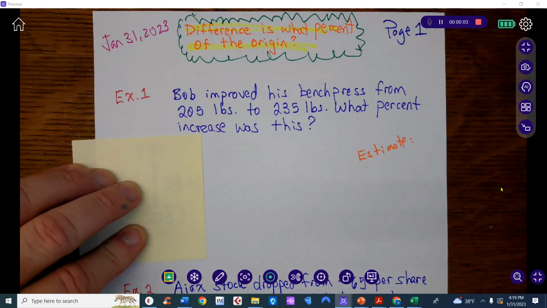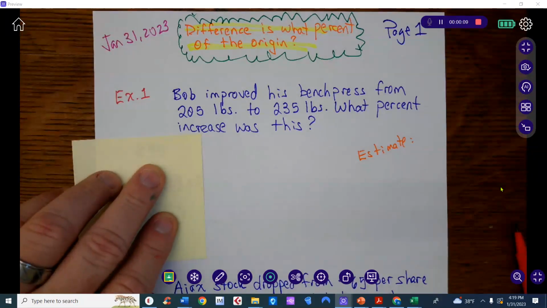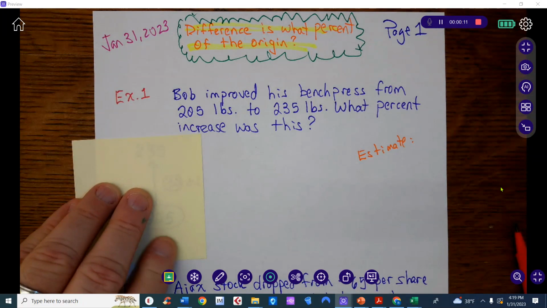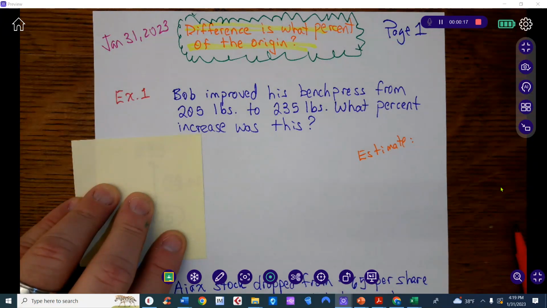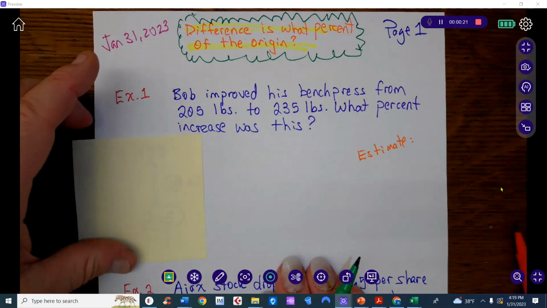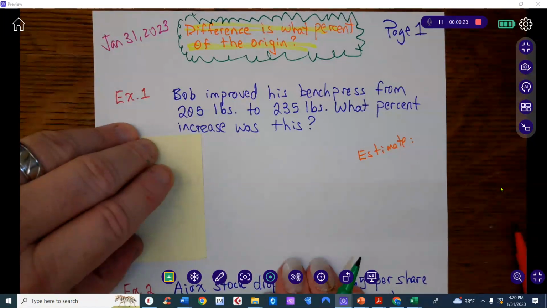Percent increase and decrease problems are pretty easy if you just follow a certain procedure. Let's take the first example. Bob improved his bench press from 205 to 235 pounds. What percent increase was this? So let's represent this as a picture.